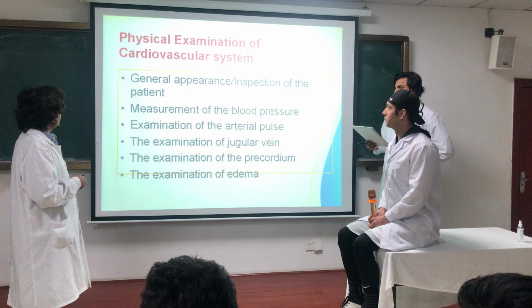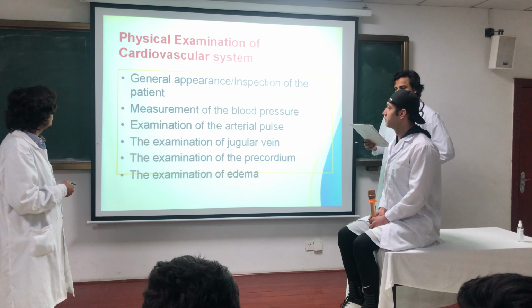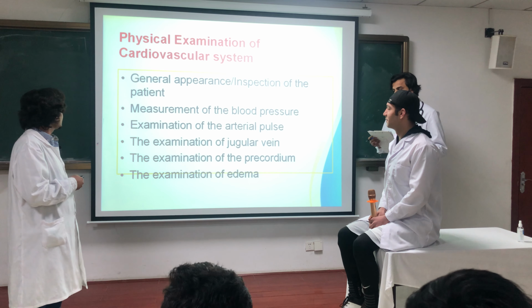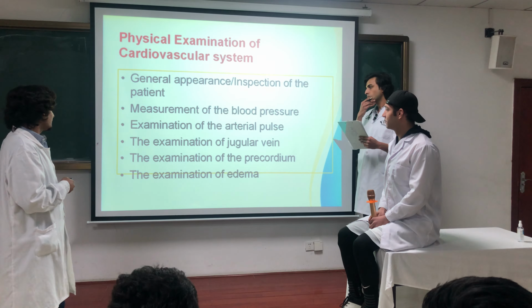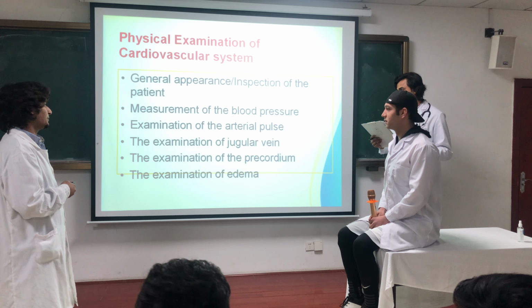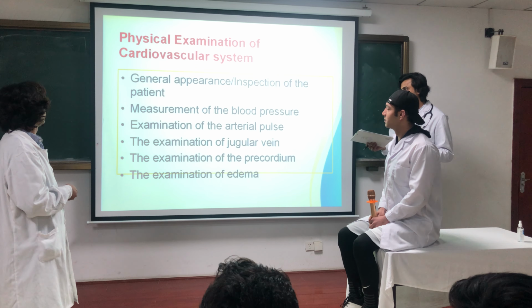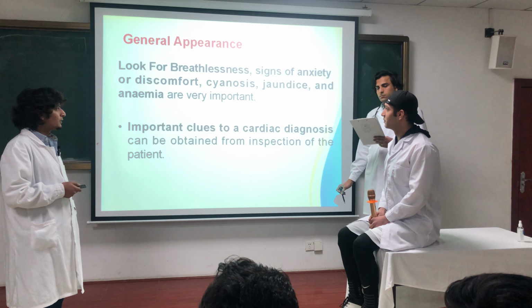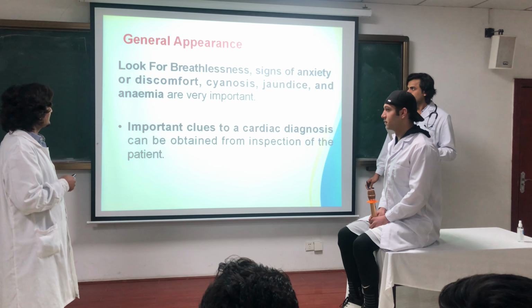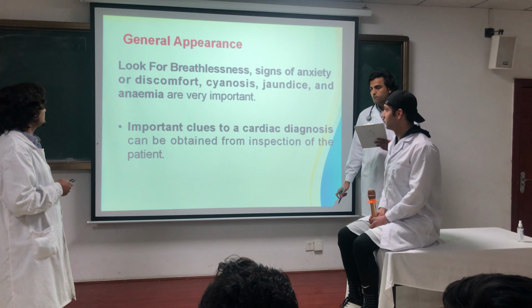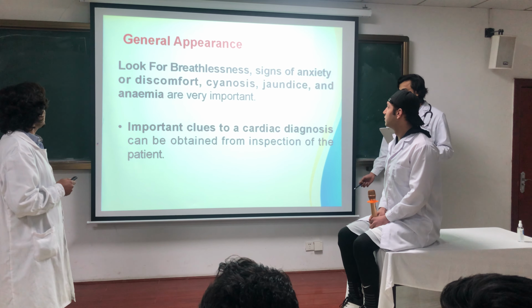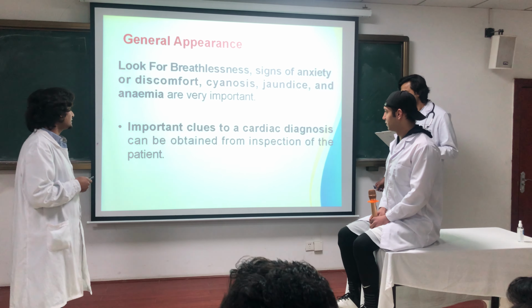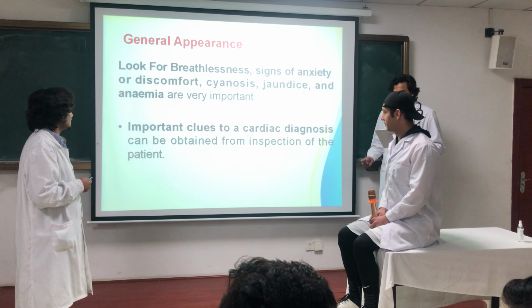General appearance of the patient. Measurement of the blood pressure, examining the arterial pulse, examining the jugular vein, examining the precordium, and examination of edema. General appearance: first, look for breathlessness, signs of anxiety or discomfort. Cyanosis, jaundice, and anemia are very important. Important clues of cardiac diagnosis can be obtained from inspection of the patient.